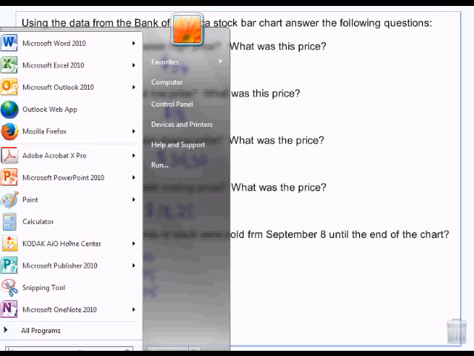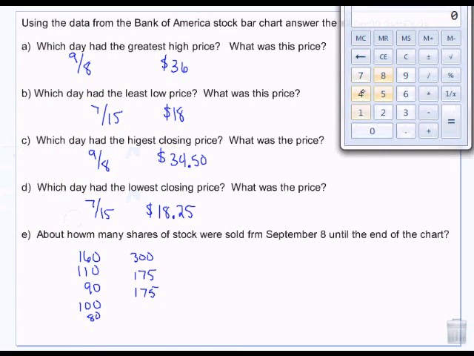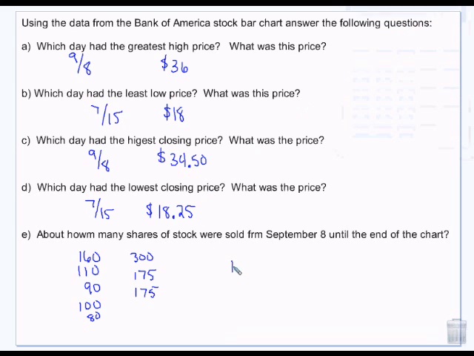Okay, now I have to add all those together. I'm going to do it the lazy way. So I'm going to do 160 plus 110 plus 90, 100, 80, 300, 350. Okay, now I'm saying 1,190 million. That's about how many shares were sold between September 8th until the end of the chart.